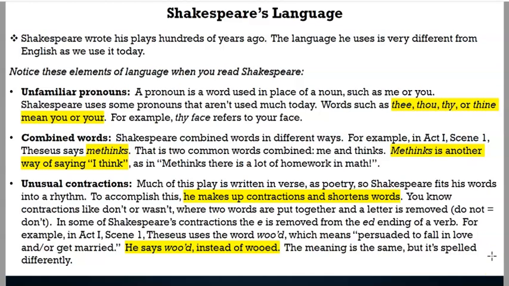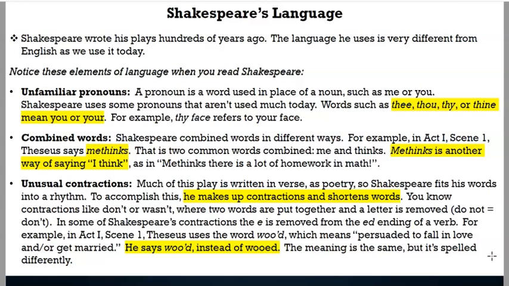Much of this play is written in verse as poetry. So Shakespeare fits his words into a rhythm. To accomplish this, he makes up contractions and shortens words. You know contractions like don't or wasn't, where two words are put together and a letter is removed. Do not equals don't, and so on and so forth. In some of Shakespeare's contractions, the E is removed from the ed ending of a verb.